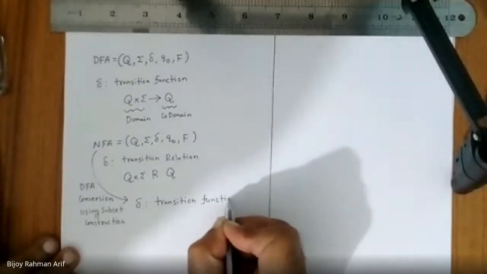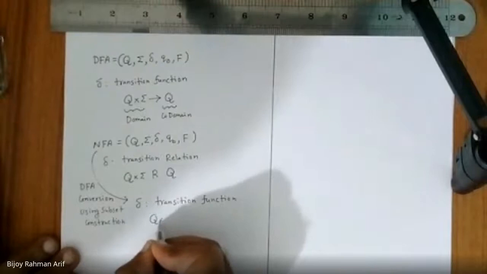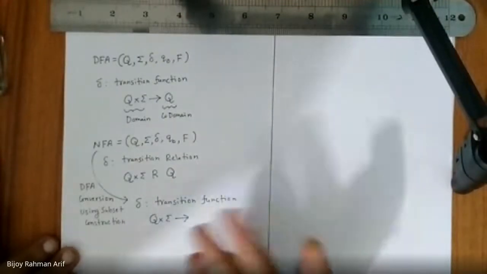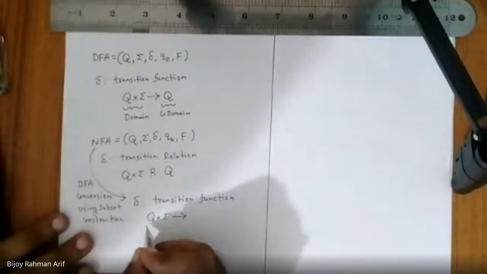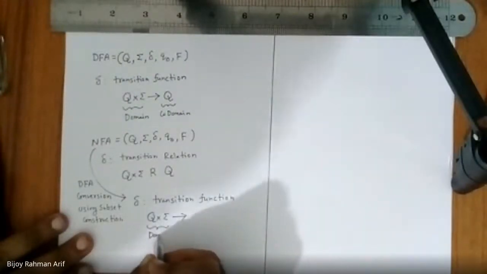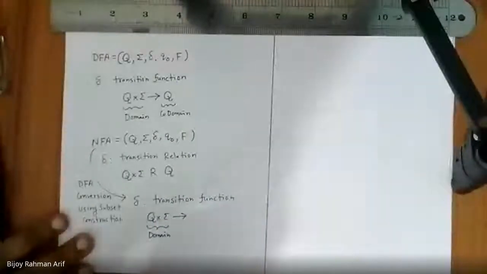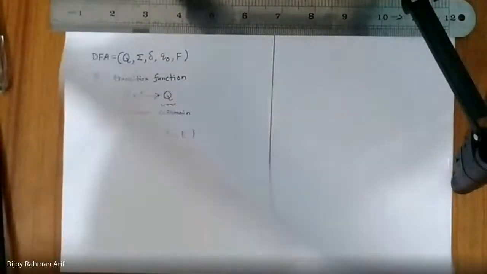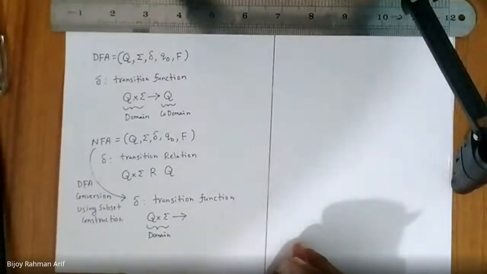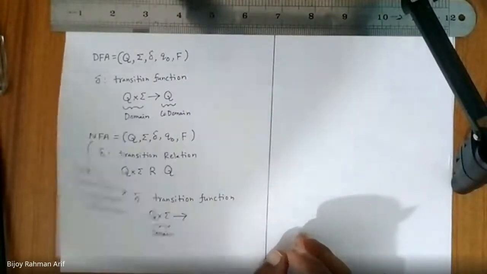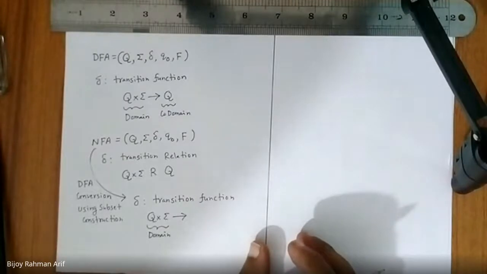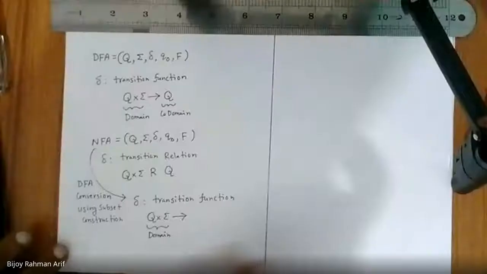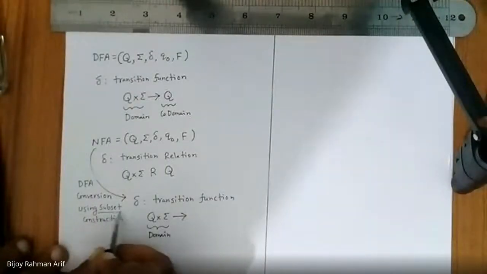Now, it is pretty sure the left hand side is the same, Q cross sigma, and it is a function. What would be the right hand side? The domain remains the same. We know that. Now, what would be the codomain? Is the question clear to you? Come on. Codomain should be Q. This is the secret. What is the technique name? Subset construction. Got it?